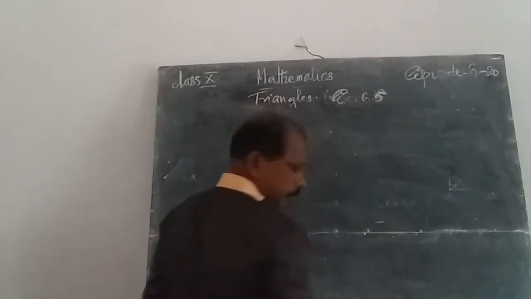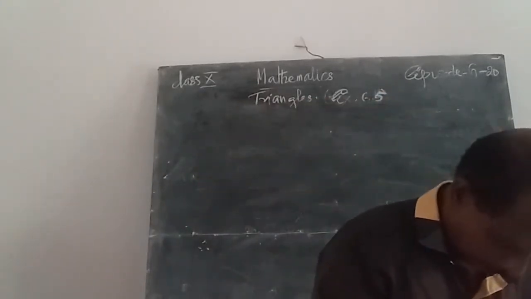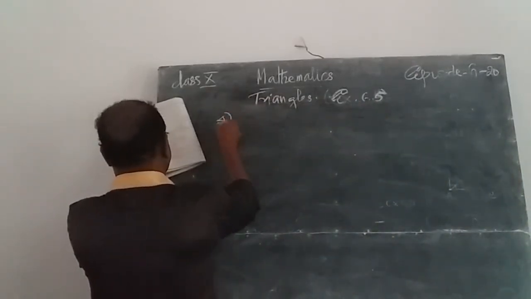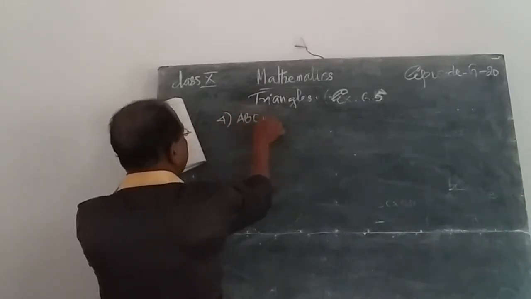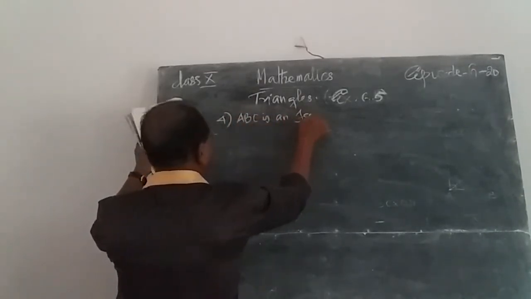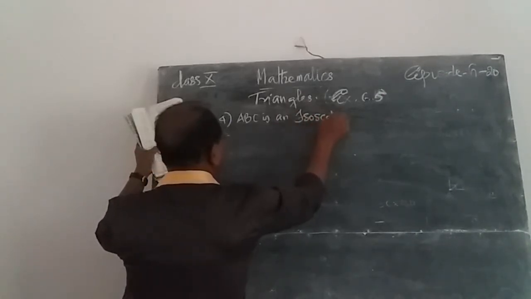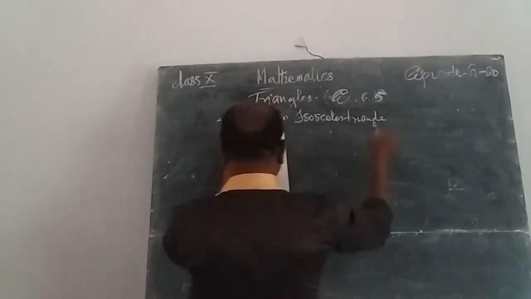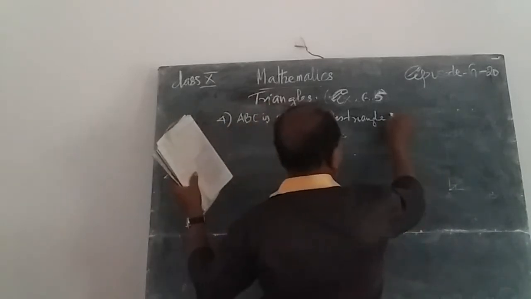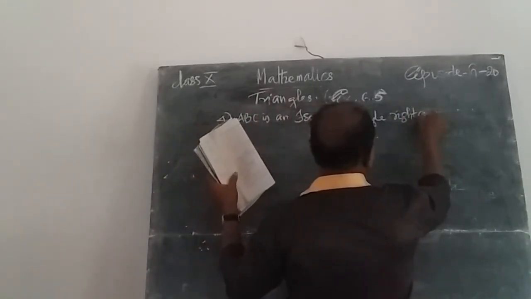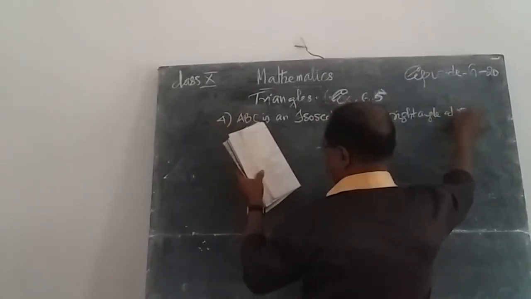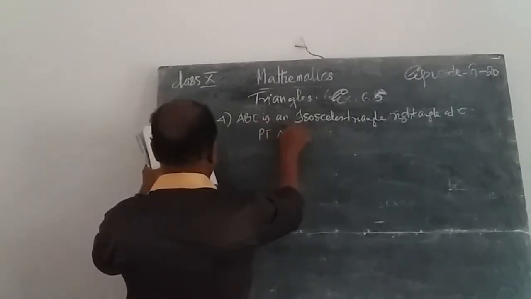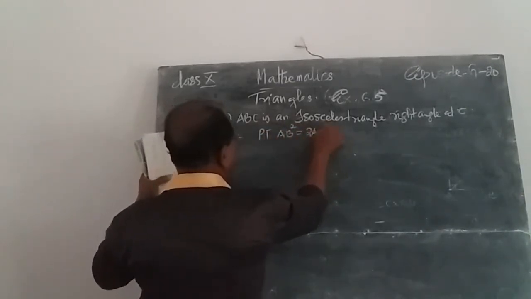Exercise 6.5. Then the fourth question is: ABC is an isosceles triangle, right angle at C. Prove that AB square is equal to 2AC square.